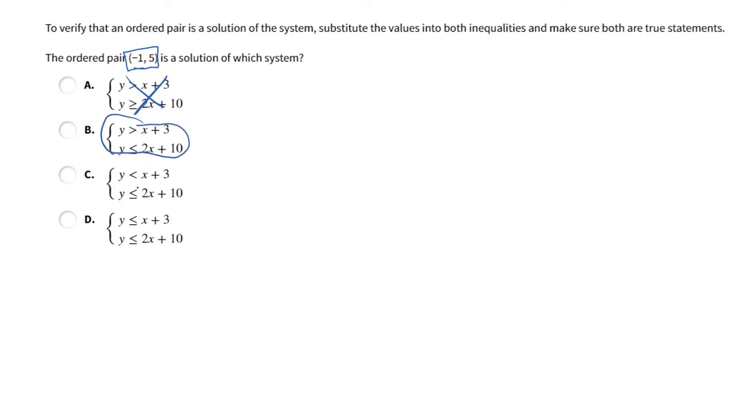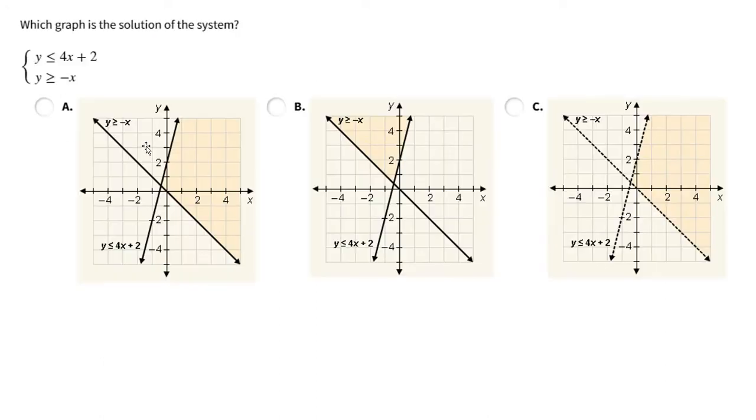In fact, I feel like that's the answer, but let's just check the other two real quick. 5 is less than 2? Doesn't work. 5 is less than or equal to 2? Well, it doesn't work either. So just substitute in and check. Not too bad, okay?